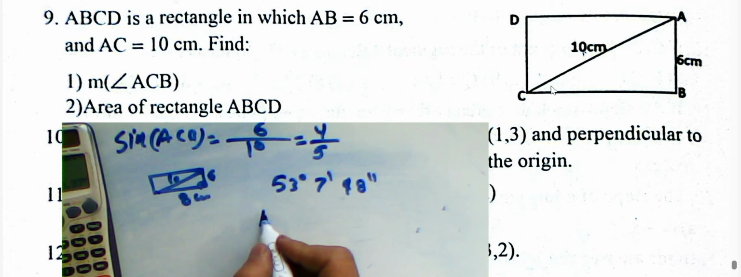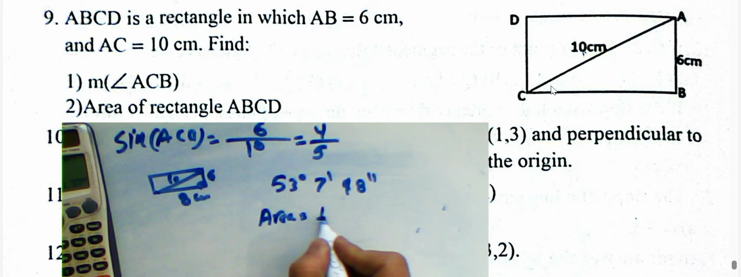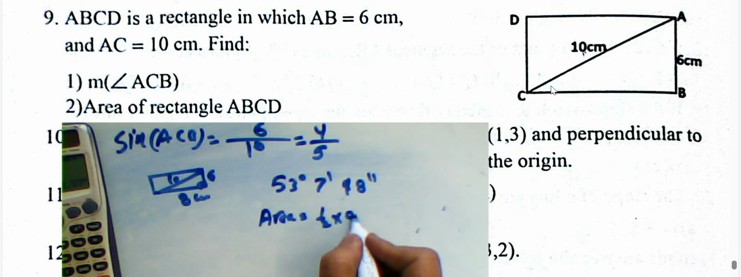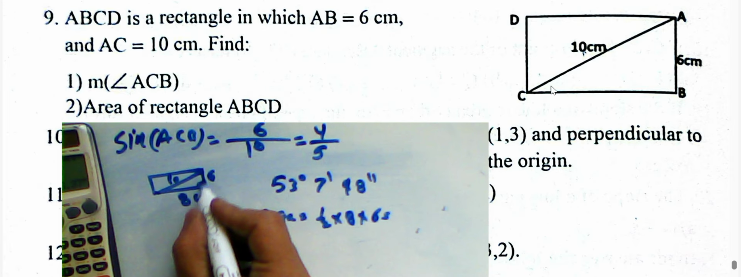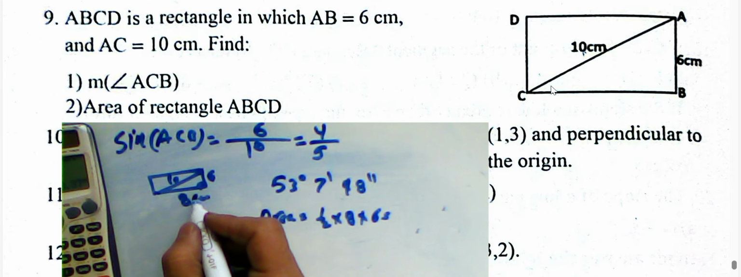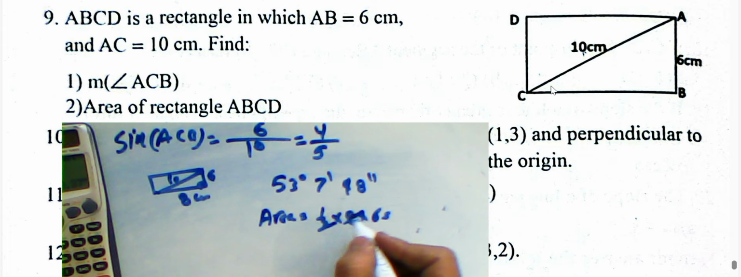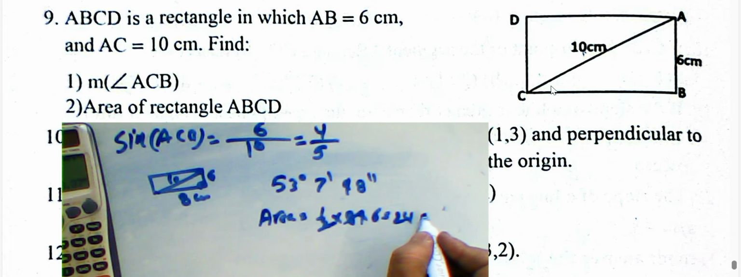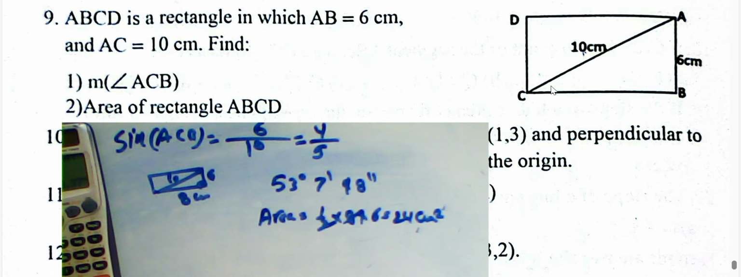Okay, then the area is half times base times corresponding height. Half times 8 times the corresponding height 6, because the 2 sides in the right angle triangle are perpendicular. Here half of 8 is 4, 4 times 6 is 24. Then the area will be 24 square centimeters. This is the area of the triangle. And then we can find the area of the rectangle.